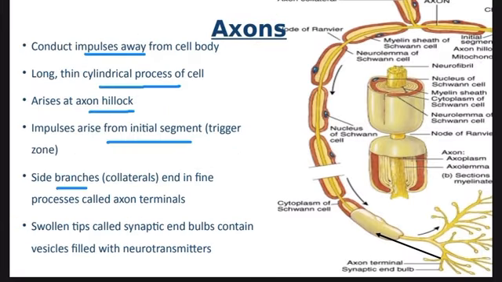What's unique about them is that they have a swollen tip, called the synapse end. This is it here, the swollen end. The end bulbs contain vesicular fluid with neurotransmitters. This is the axon terminal, where neurons release information to other neurons, muscles, wherever. They have synapse ends with the neurotransmitter information.